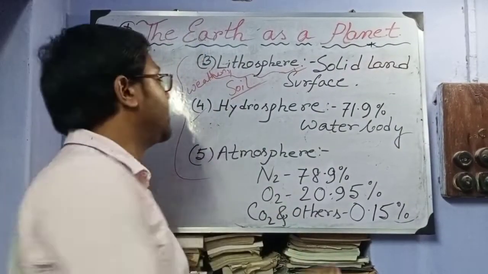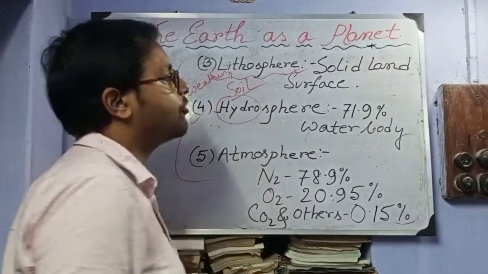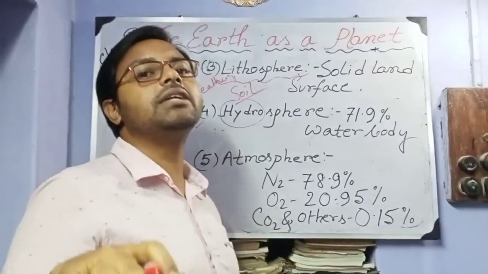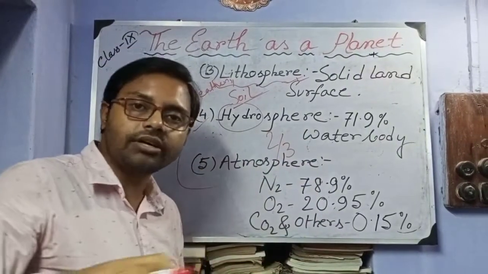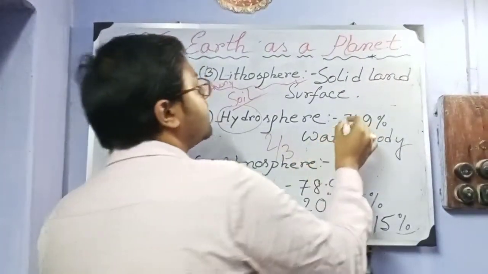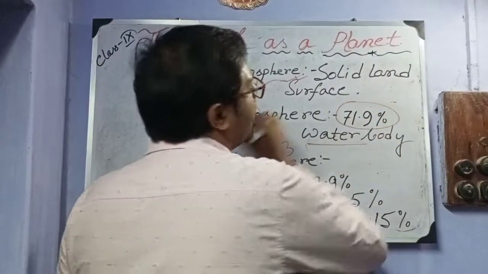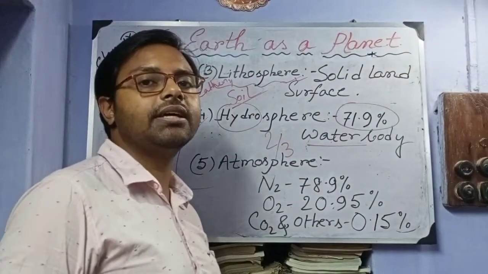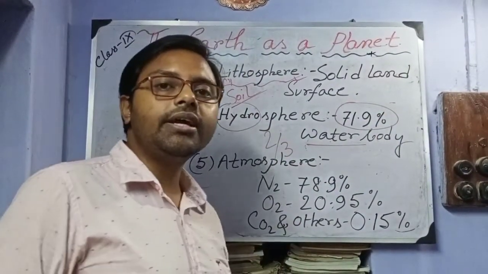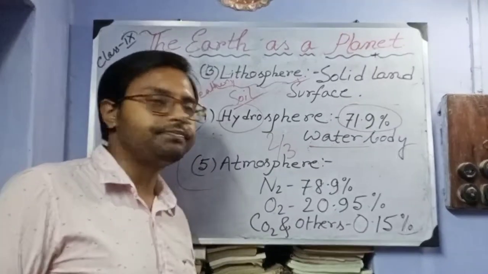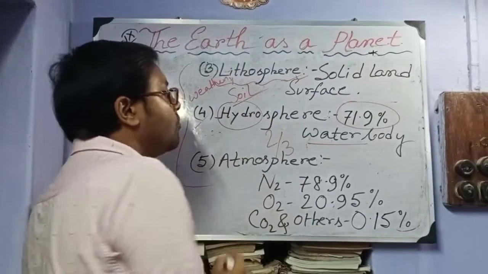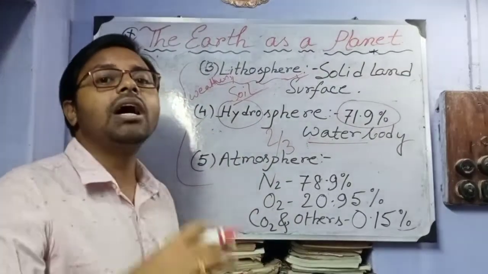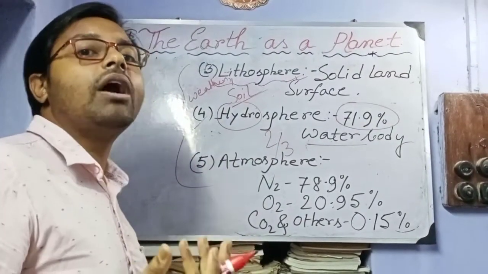Next one, hydrosphere. Hydro means water. Hydrosphere means the water body of the earth. Two-thirds of the total surface of the earth is covered with water bodies. That is 71.9% water bodies, including salt and fresh water. What does it make? It makes the hydrological cycle or water cycle.